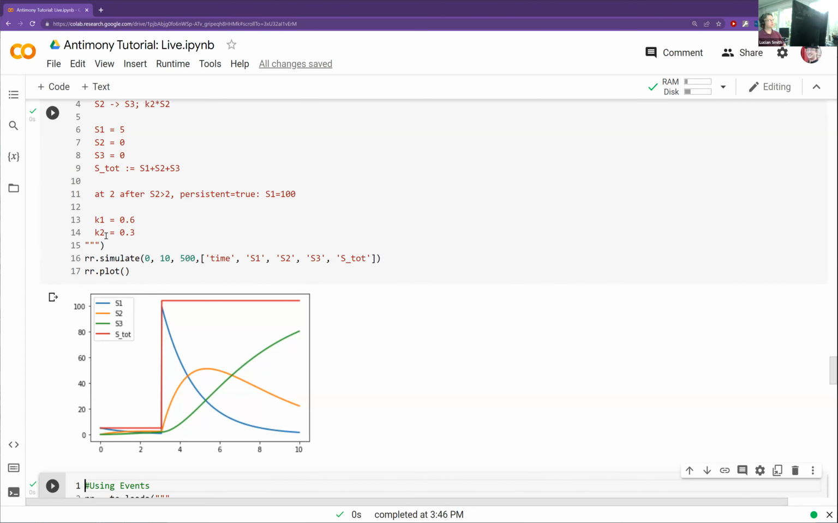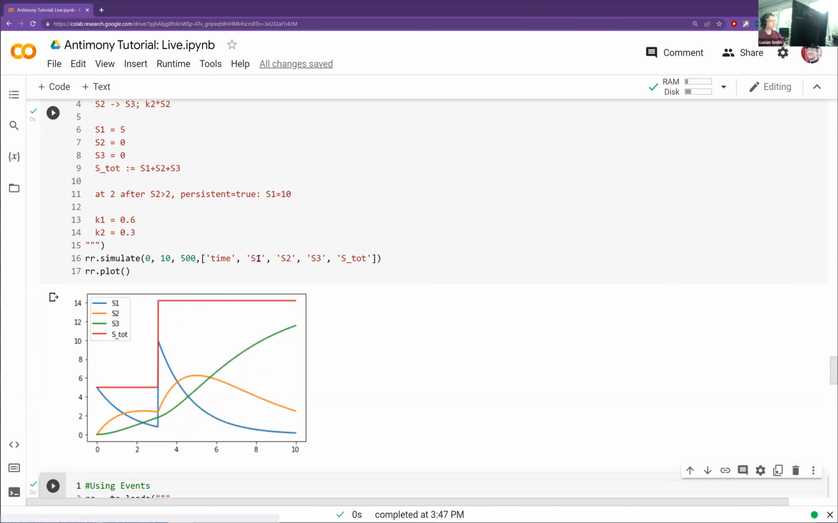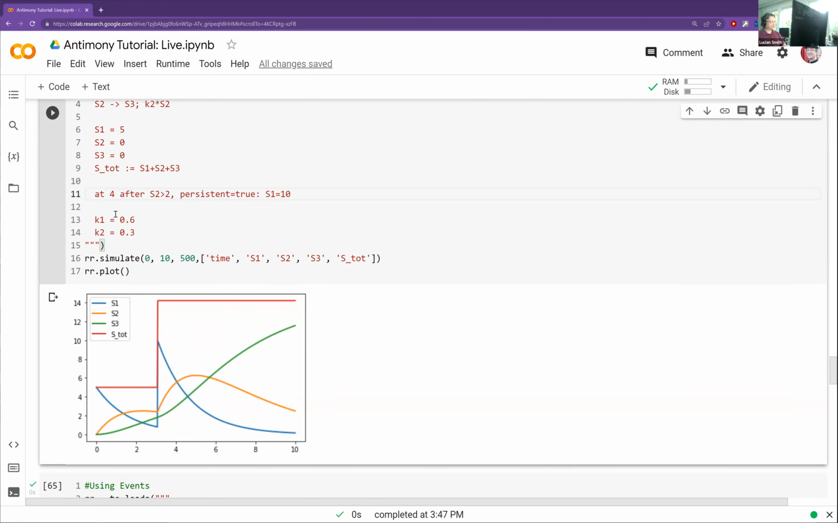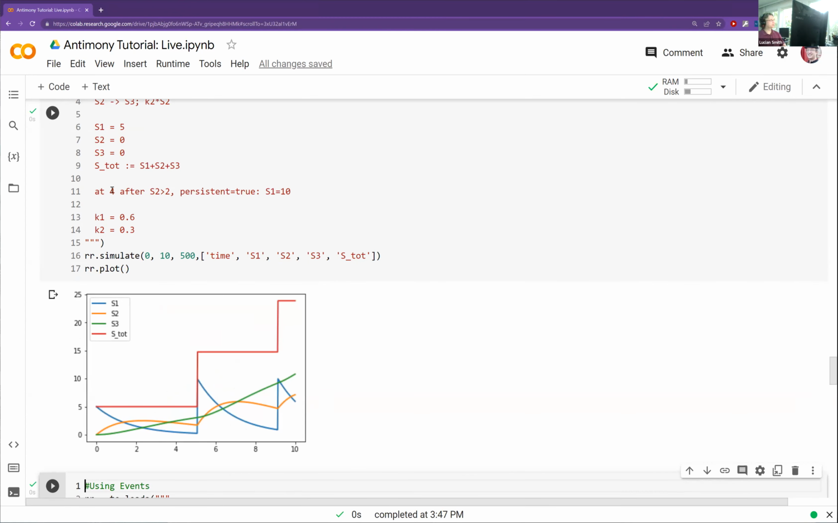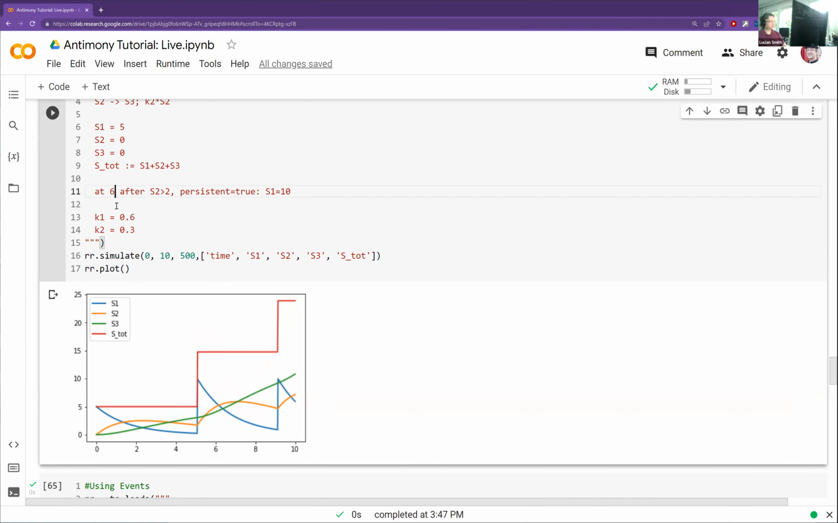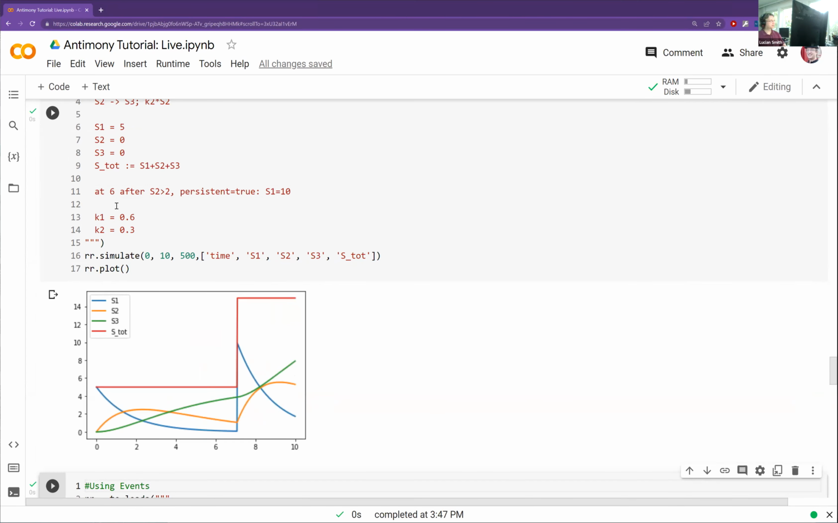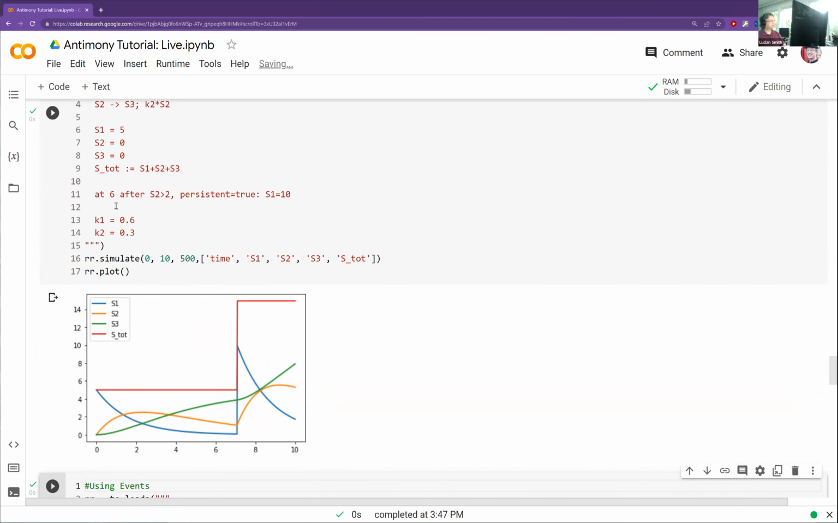It was. So after S2 was greater than 2, it was still true after 2 seconds, so it fired and it made S1 go to 100. Here, we'll make it 10 to make it a little bit more obvious what's going on. So let's say at 4 after that, that's probably too long, right? Nope, it wasn't. At 6, that doesn't make any sense.